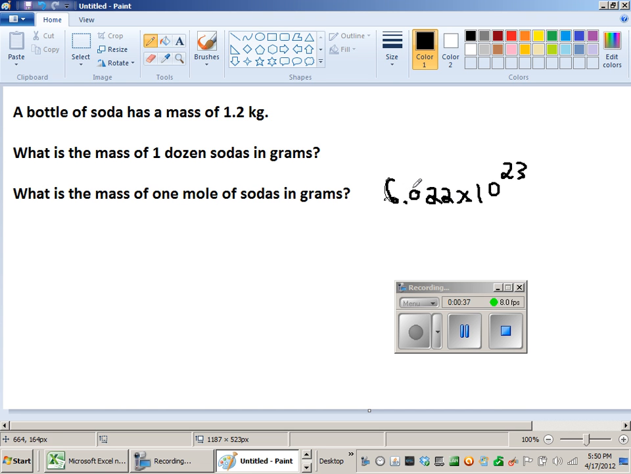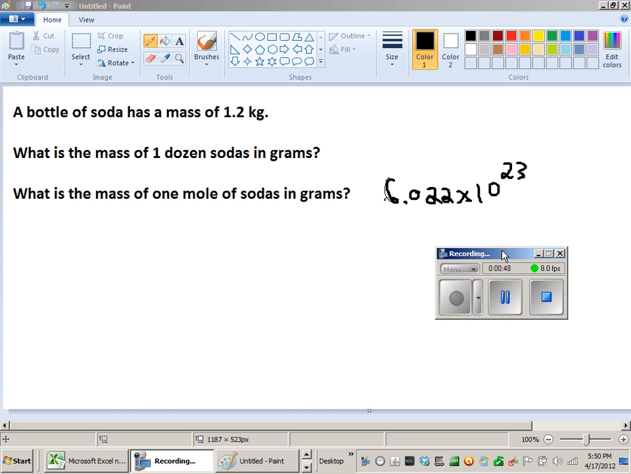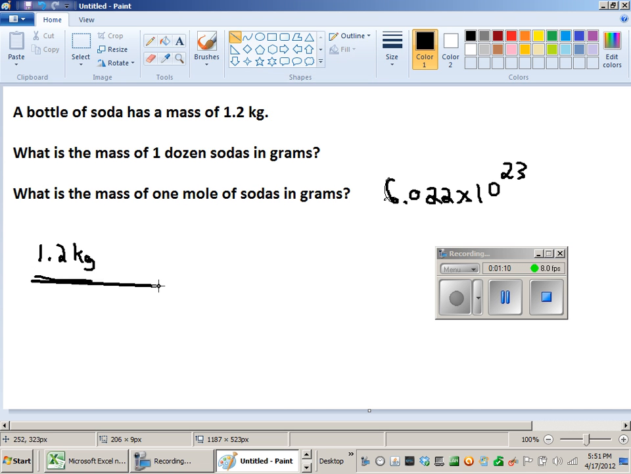It's like a dozen. So I'll do this question for a dozen, and it'll be obvious how to do it. And then we'll do it again for a mole, and it'll be pretty obvious how to do it again. So let's give it a try. So doing unit conversion, I start with 1.2 kilograms per soda.